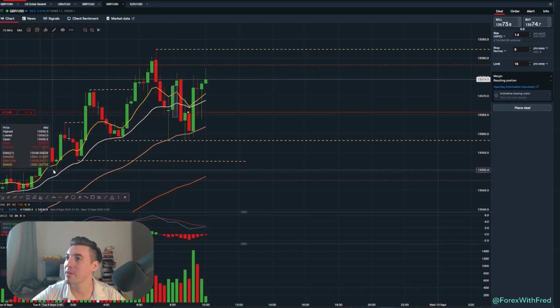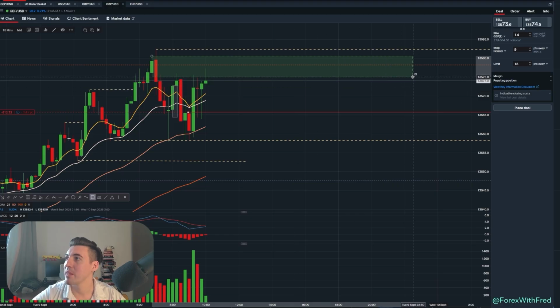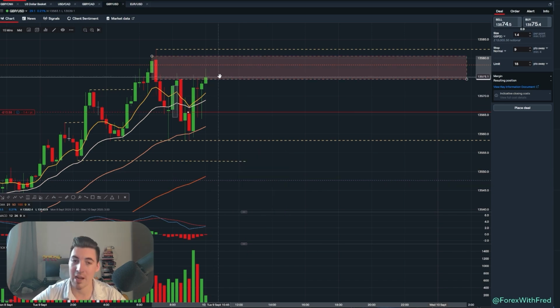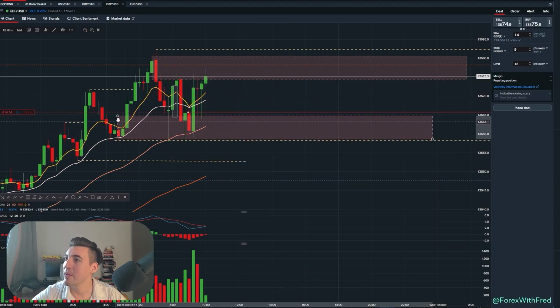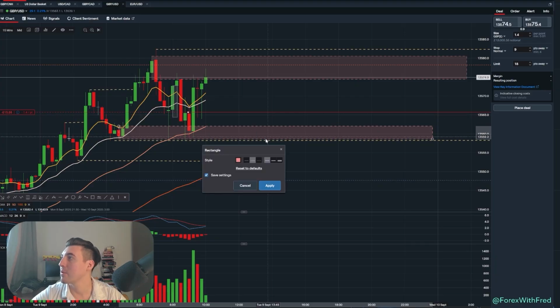Potentially supply side. So let me draw this out on the 15-minute frame. This is very much supply side. We can see when the price enters here, a reaction happens. So you can consider this as your supply zone. And then down here, obviously, we've seen this numerous times acting as our demand zone.